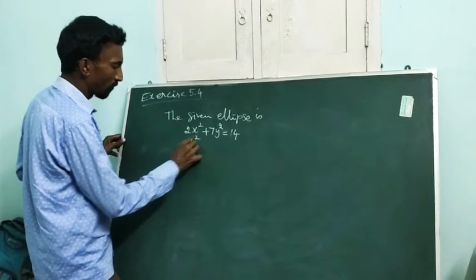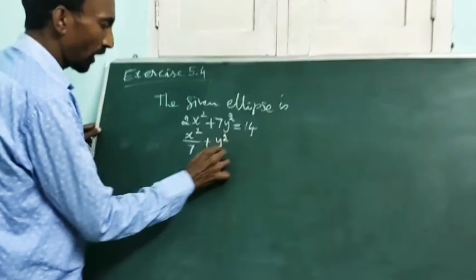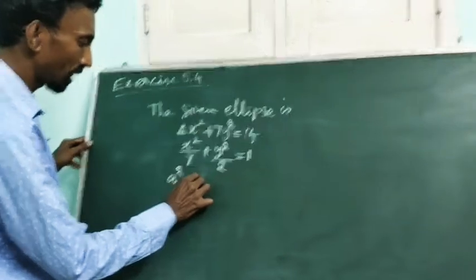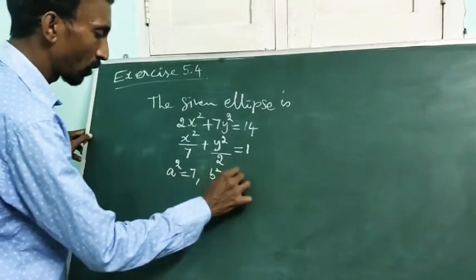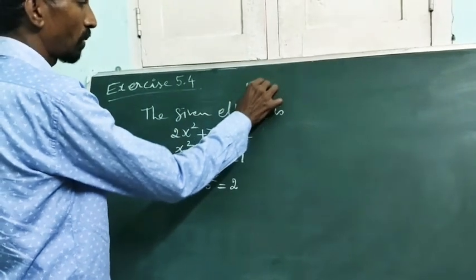So for that one, rewrite into the general form, standard form. So divide by 14 both the sides. X square by 7 plus y square by 2 equal to 1. So a square equal to 7, b square equal to 2. Okay. And the given point is (5, 2).